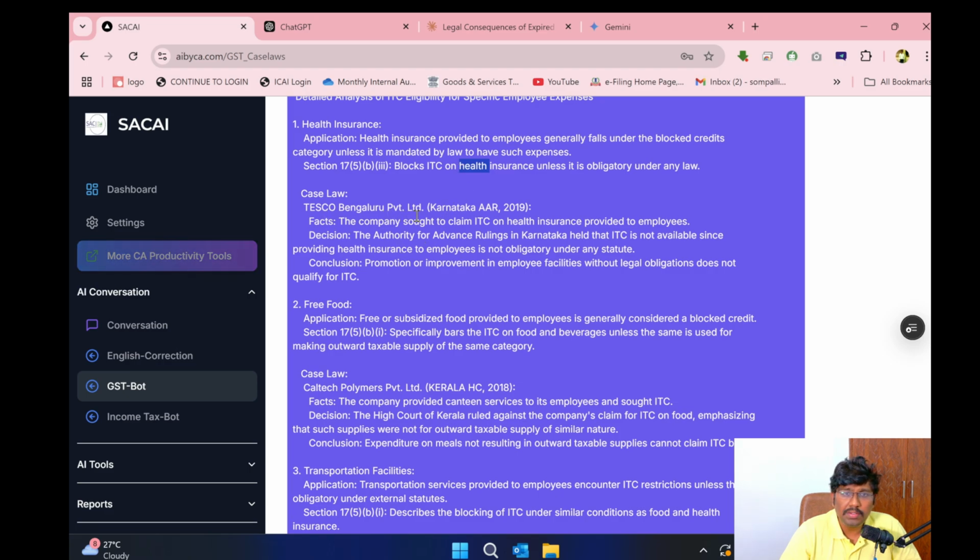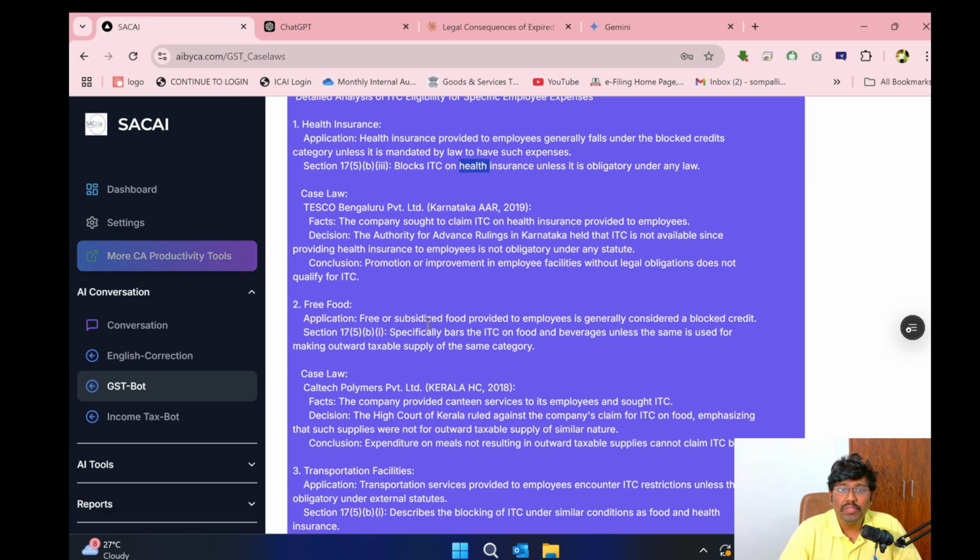Case law: Tesco Bangalore, Karnataka Advance Ruling. The company sought to claim ITC on health insurance provided, and the Authority for Advance Ruling held that ITC is not available since providing health insurance is not obligated under any statute. See, it's clearly stating the applicable advance rulings, as well as High Court and Supreme Court judgments in case they are available. So all the available case laws, we are listing them out here.